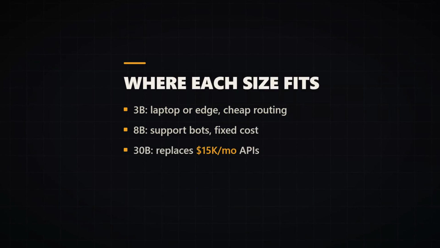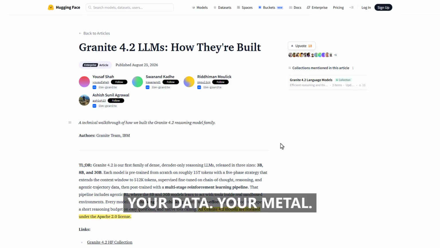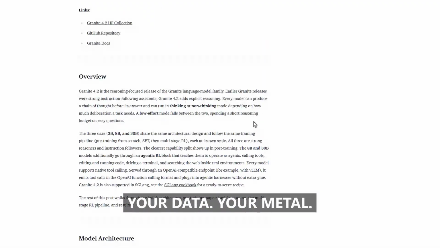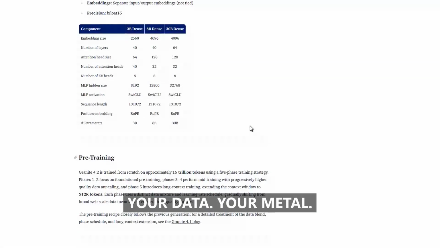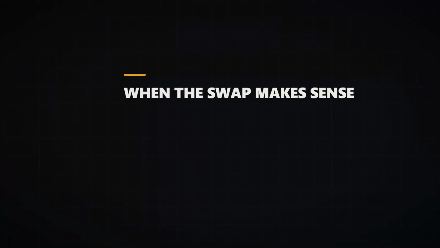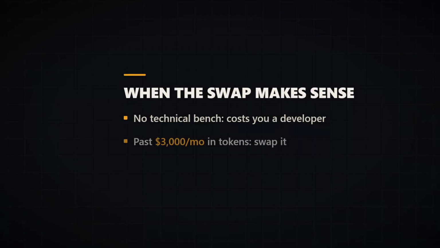Now the honest part, because I'm not going to pretend this is free money. Someone has to run vLLM, someone has to keep the server up. If your business has zero technical bench, the free model costs you a developer instead of an API bill. The swap makes sense when your monthly API spend is comfortably above what a developer or an agency retainer would cost you. Rough rule, if you are past $3,000 a month in tokens, do it. If you're at $300, stay on GPT-4 and buy your time back.